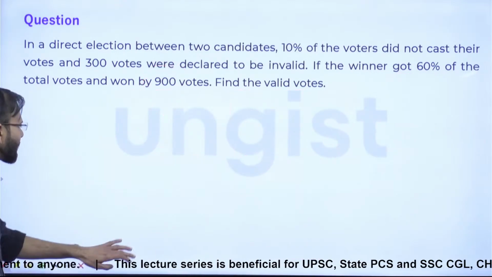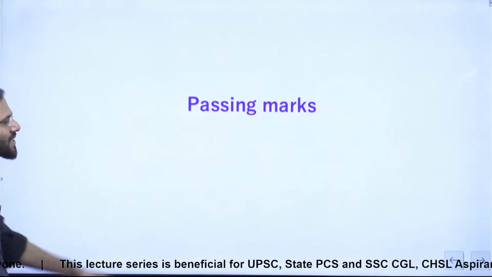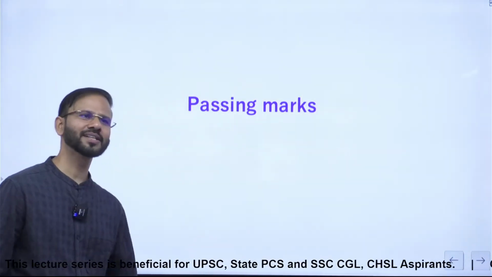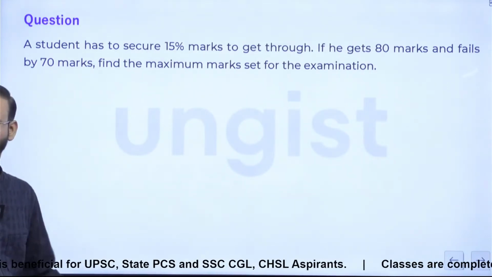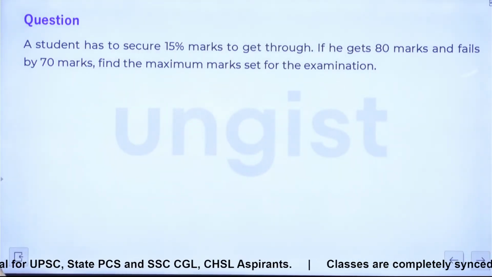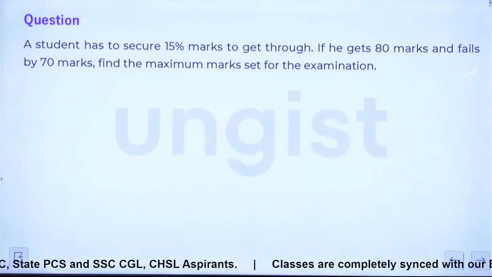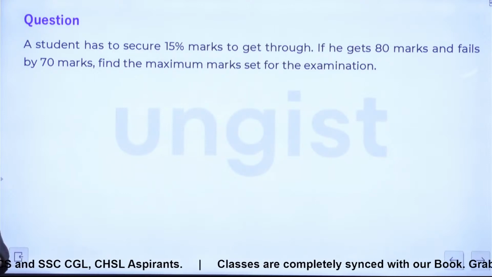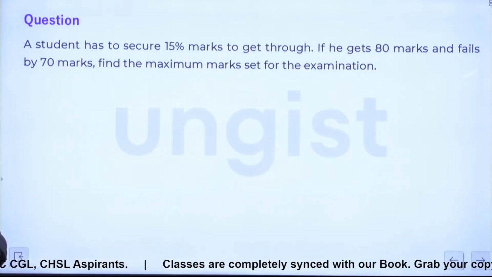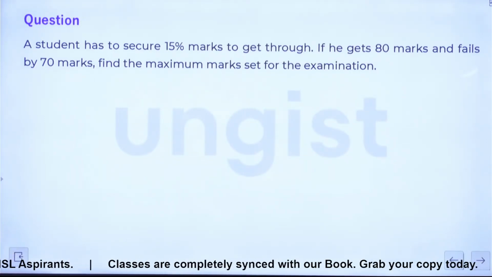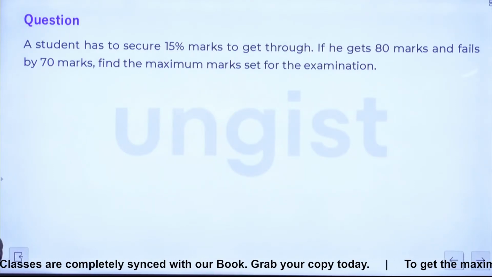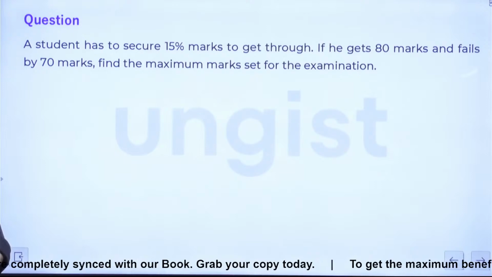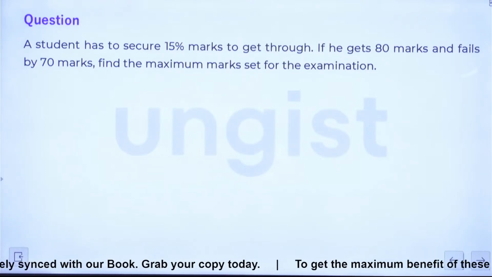Okay. After that, guys, passing marks. ठीक है. Passing marks is a type of question which is being asked these days. Guys, just read this question. Like, as you have 33% passing marks in CSAT exam, right? A student has to secure 15% marks to get through. मतलब passing marks 15% of the maximum marks है. ठीक है? He gets 80 marks and fails by 70 marks. Find the maximum marks for the exam.